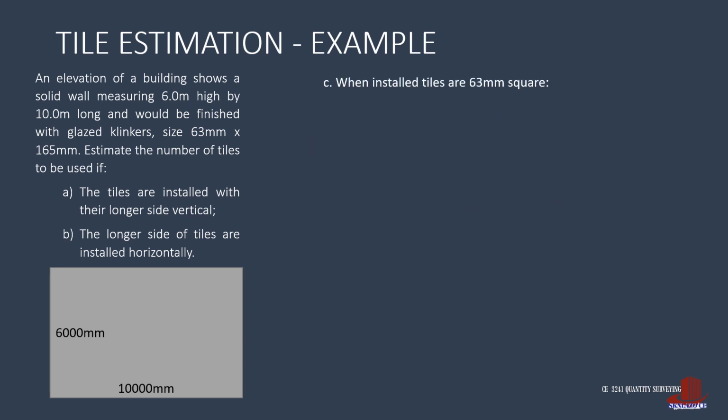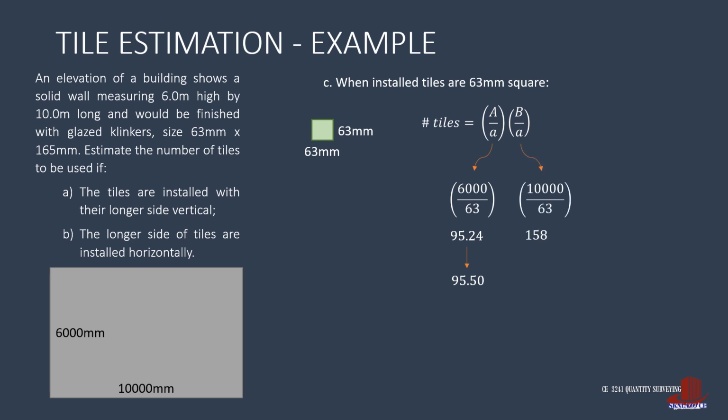Although not placed in the problem, we might as well compute for the quantity if square tiles are installed. Say the dimension is 63 mm. The formula for this case is the wall's height over the height of the tile with the wall's length over the length of the tile. So take the first factor as 6,000 over 63, which is 95.24, and this will be rounded up to 95.5. The second factor is 10,000 over 63, which is 158.73, and rounded up to 159. Again, the rounding follows the conditions.